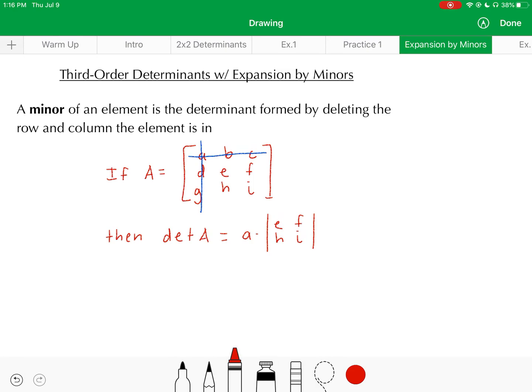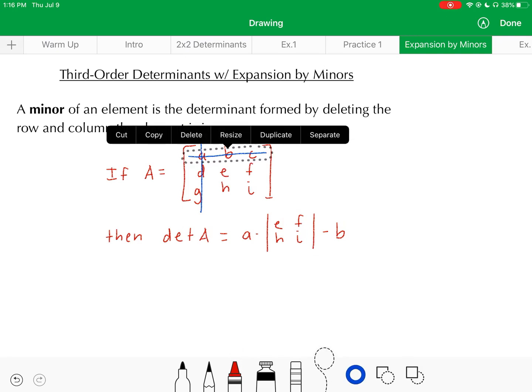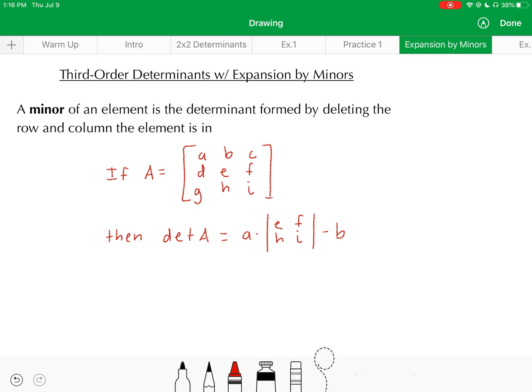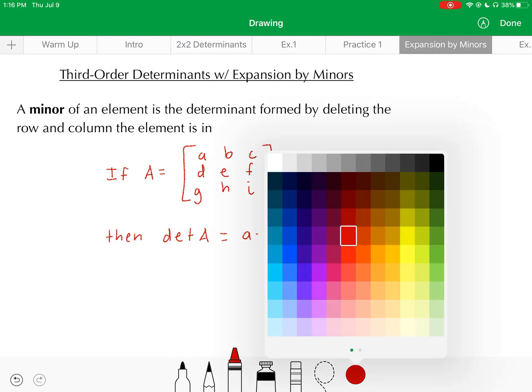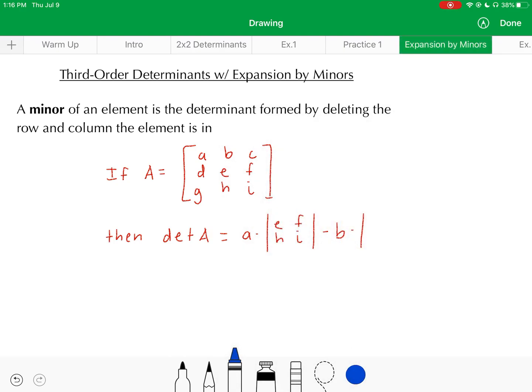Okay. Then you're going to subtract it by element B. So that's the first row, second column element. And you're going to multiply it by its minor, which would be getting rid of the first row, the second column. And that would leave you with D, F, G, I.